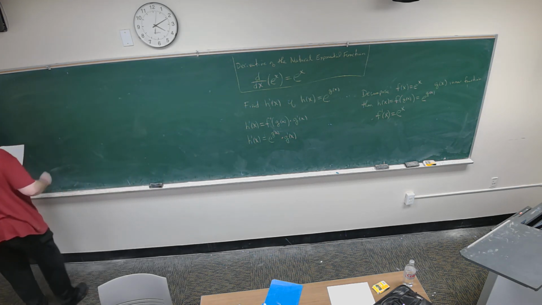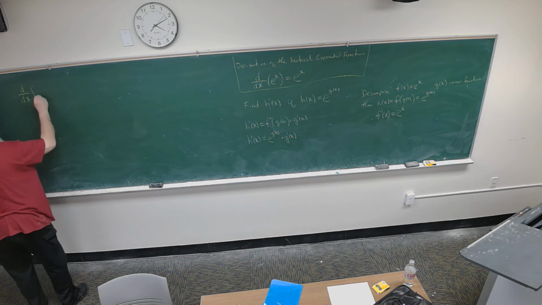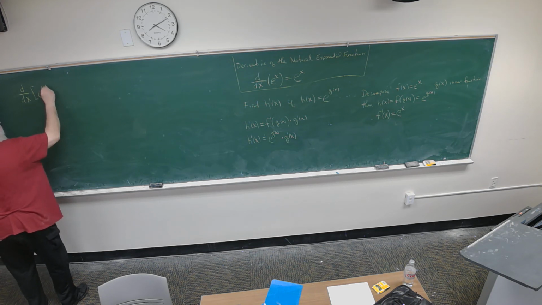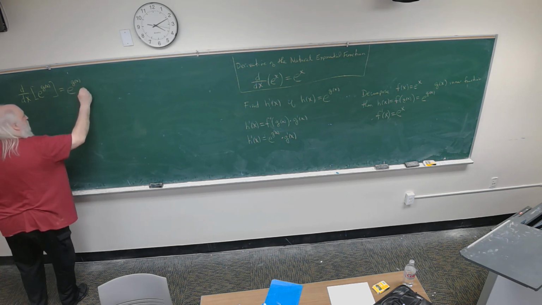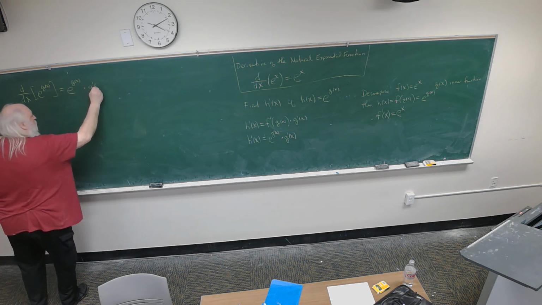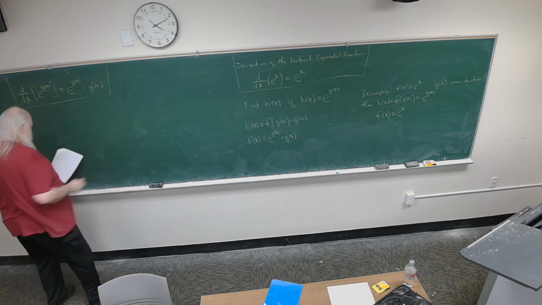So, we can conclude the derivative with respect to x of e raised to the g of x power is itself times g prime of x, the derivative of the inner function. Okay?